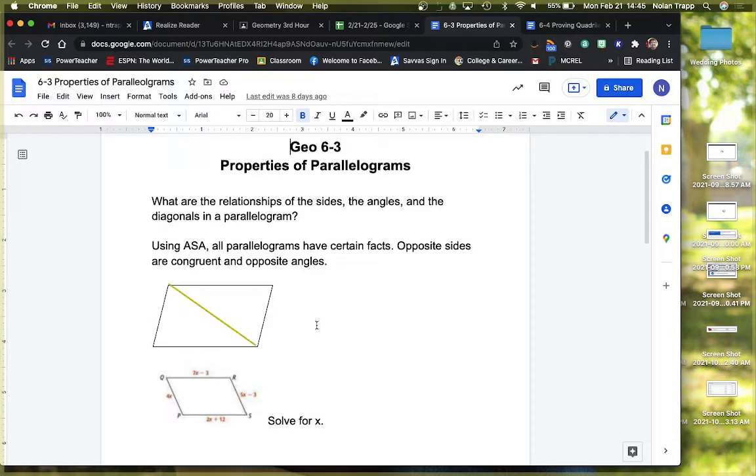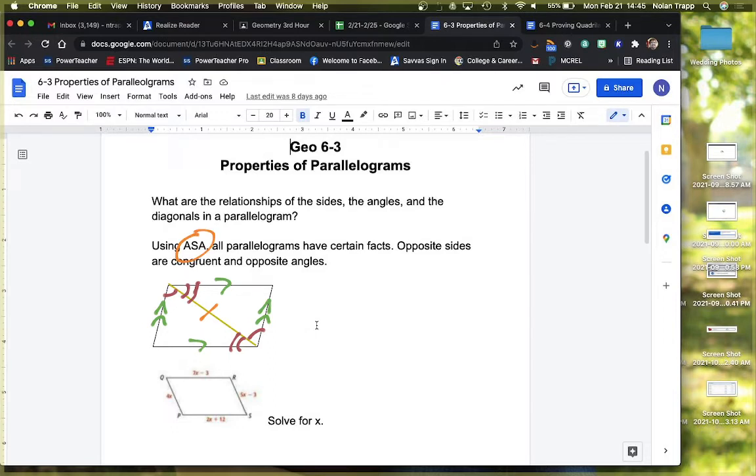Since a parallelogram is by definition parallel on opposite sides, and just so you know, these arrows mean parallel. I think we talked about that, but it's good to refresh. Double means they're parallel with each other, so these two are parallel because they're both doubles. These are parallel because they're both singles. Because of parallel rules, we know these angles have to match up and these angles have to match up. Therefore, since this side in the middle is shared, by ASA we can say all parallelograms have certain facts.